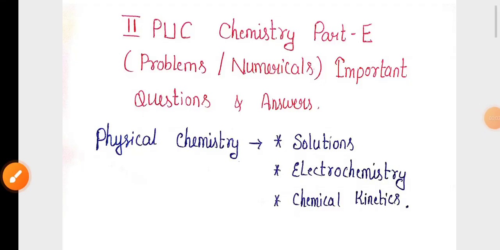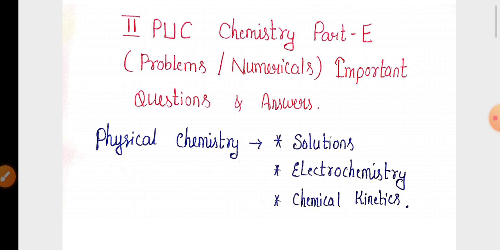Hello students, in second PUC chemistry, question paper part E contains problems, numericals related to physical chemistry. In physical chemistry there are three chapters: solutions, electrochemistry and chemical kinetics. From each chapter in the annual exam you will get two problems or two numericals.